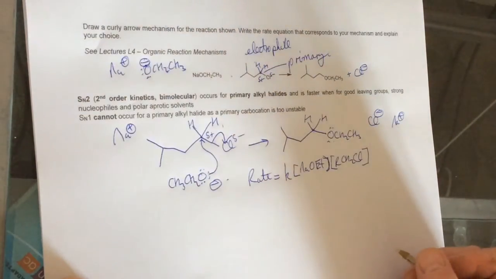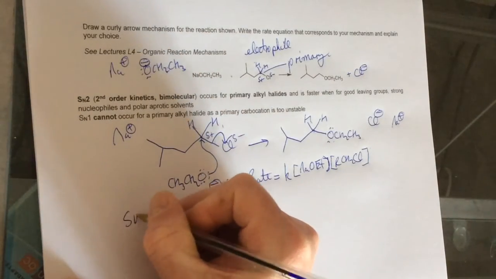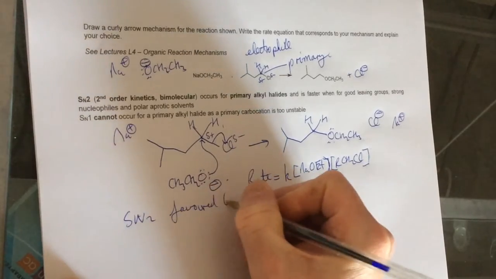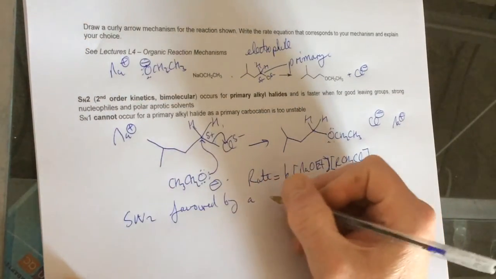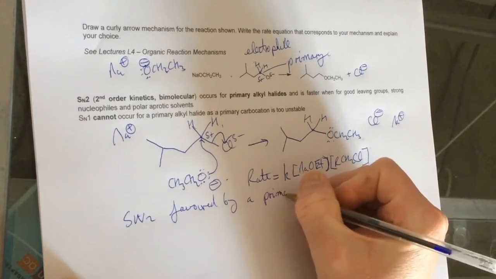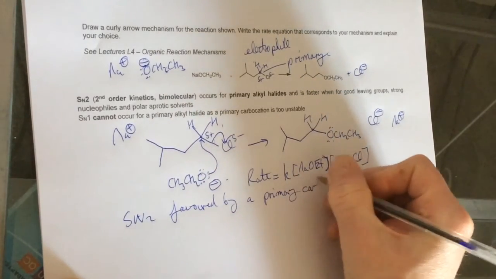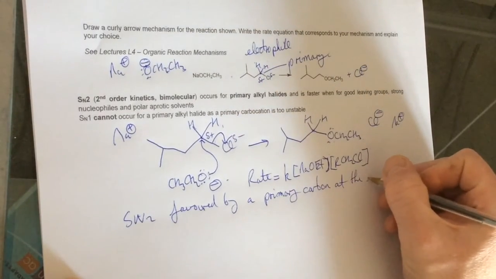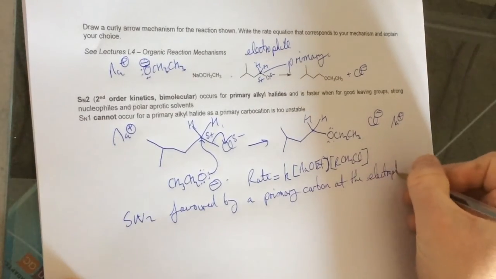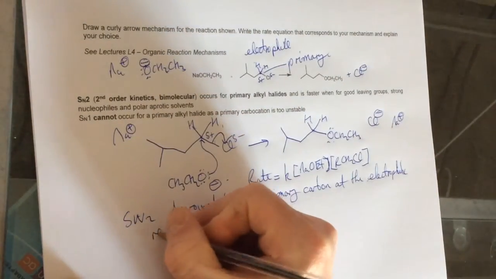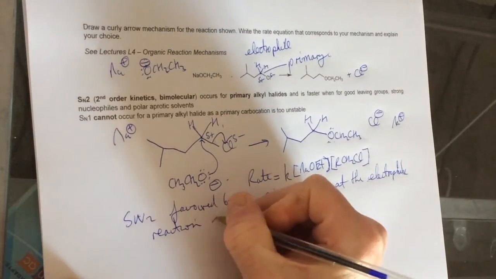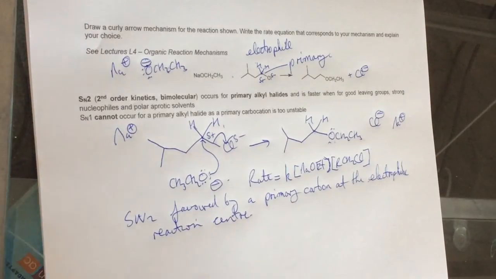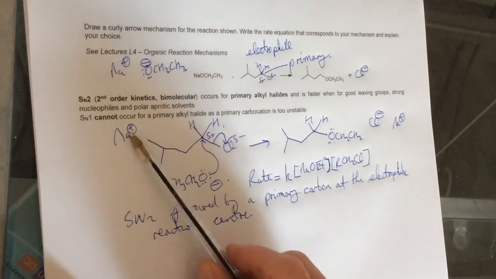What about what favours SN2? SN2 is favoured by a primary carbon at the electrophilic reaction center, we'll call it. Well, there are various things that favour SN2, and I've listed them in this summary.